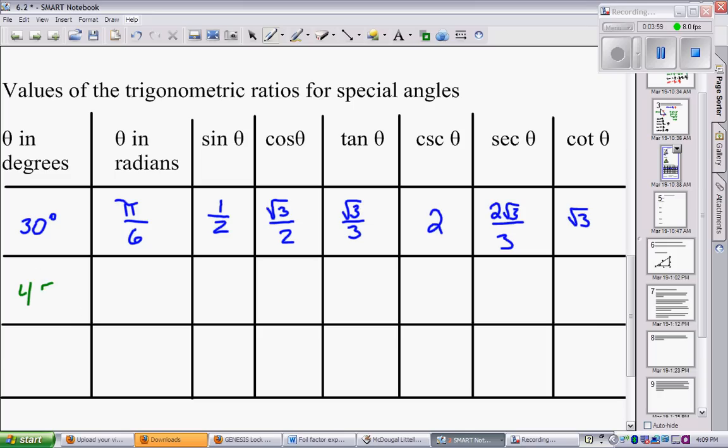45 degrees comes next. 45 degrees is pi over 4 in radians. If you look at your special triangle, sine is going to be the same as your cosine, so they are both root 2 over 2. Your tangent, opposite over adjacent, 2 over 2, goes down to 1. That makes the cotangent 1. And secant and cosecant are known to be the same. They are both the reciprocal of root 2 over 2. Have to rationalize the denominator, and you get out root 2.